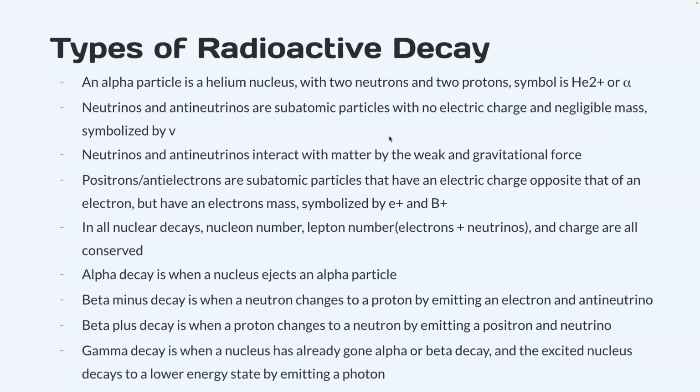Types of radioactive decay. Alpha particles are helium nuclei. So that just means they have 2 neutrons and 2 protons. The symbol is He 2+, or an alpha.